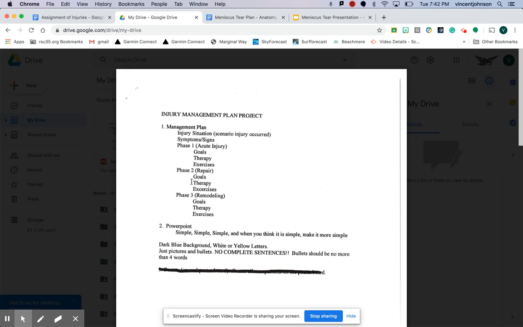Therapies are going to continue to be, you're not going to do ice anymore. Ice is only beneficial in the first phase. Now you're going to add some heat to the area to increase circulation and repairing.